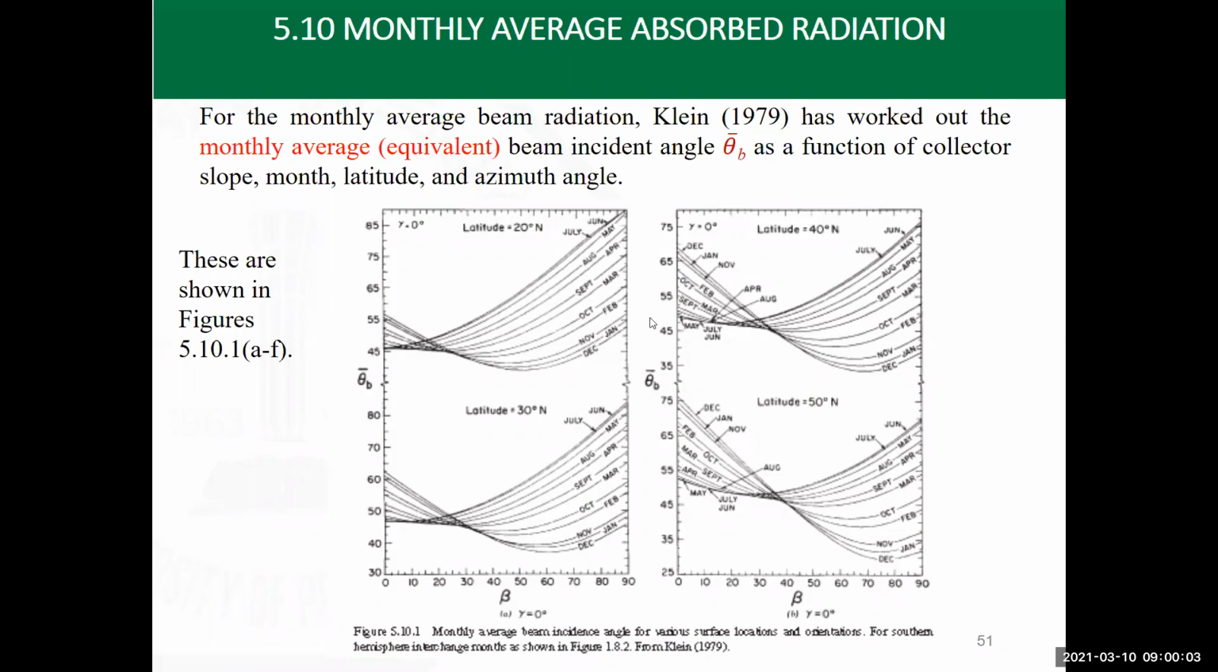And we have it for different latitudes: 20 degrees north, 30 degrees north, 40 degrees north, and 50 degrees north. It is given for all the months from January to December. So from here, if you know the tilt angle of your surface, you can get the value of theta B for any month, depending on the latitude. That made the analysis much easier because you just obtain theta B simply from this figure.